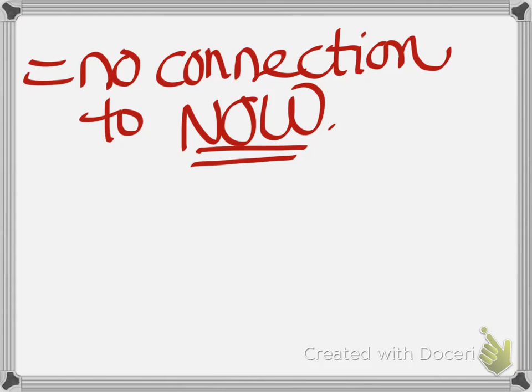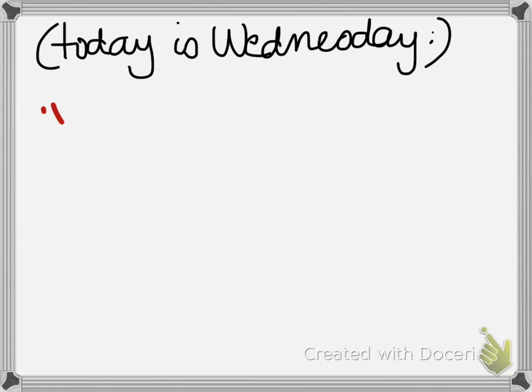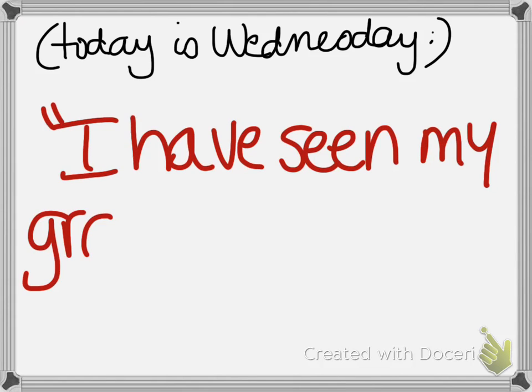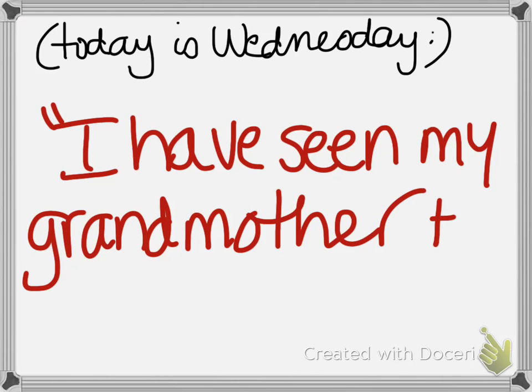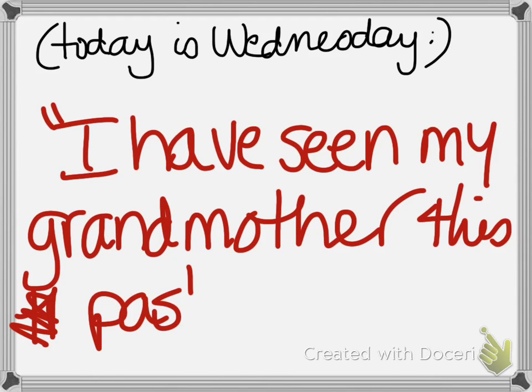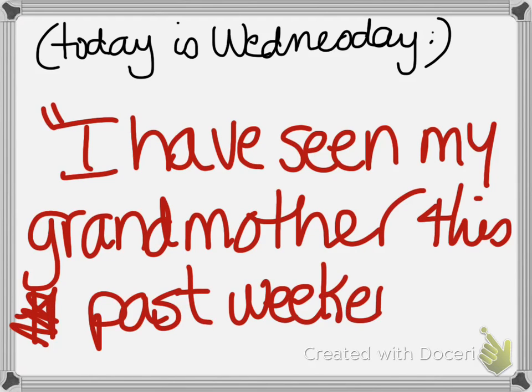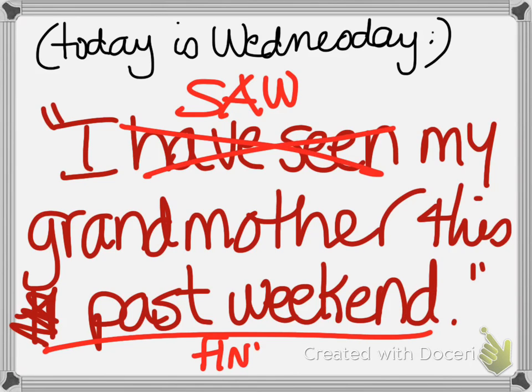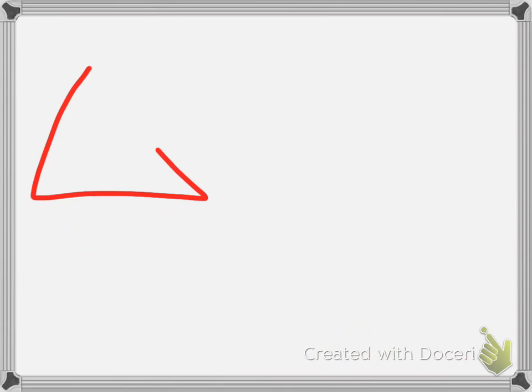If you're not sure if it's present perfect simple or past simple, ask yourself if there's a connection to now. So for example, if today is Wednesday and I say, I have seen my grandmother this weekend, that's technically incorrect. Why? Because if it's Wednesday, this past weekend is finished time. I saw my grandmother this past weekend. Finished time, finished action, no clear context in that sentence that it's going to happen again, past simple.